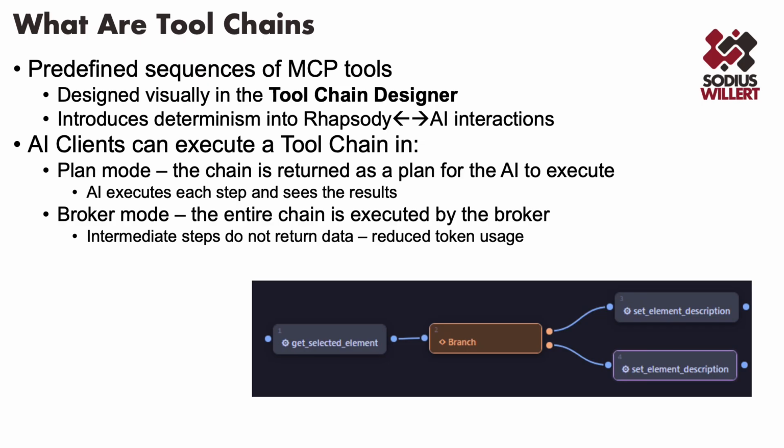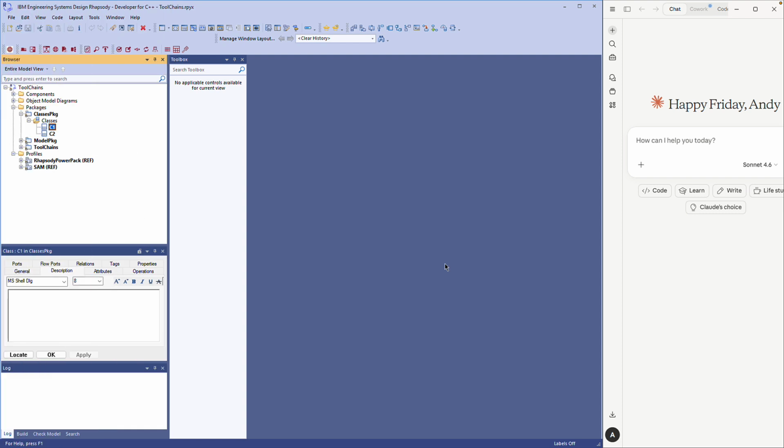Broker mode, on the other hand, will execute the entire toolchain and return only the final result to the AI, so deterministic behavior and a drastic reduction in token usage. Let's see an example before we see how to design toolchains.